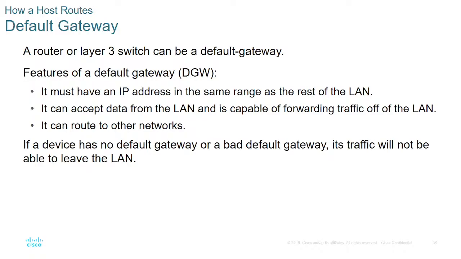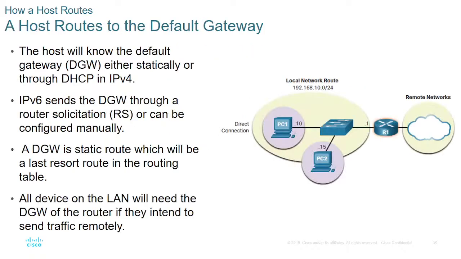So if a device has no default gateway, or it has a bad default gateway, the traffic can never leave the local area network. Lack of a default gateway leads to traffic not being able to reach devices outside the network. And those addresses will include the default gateway address. That is in IP version 4.